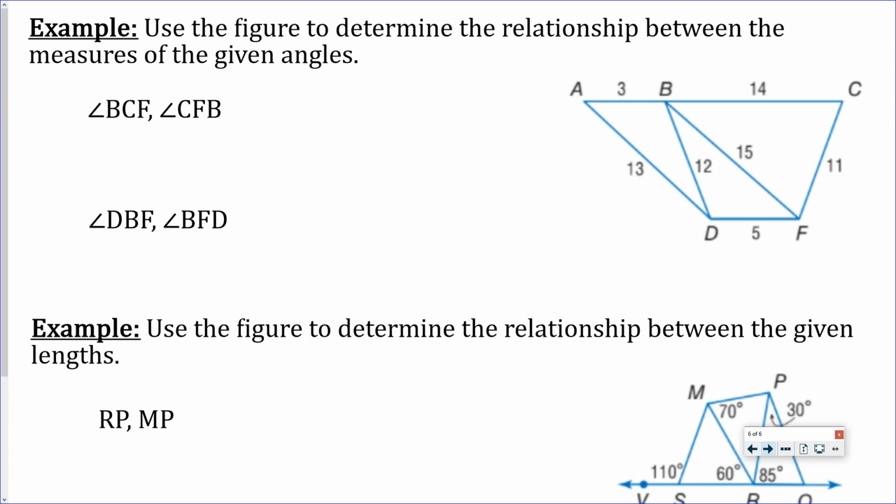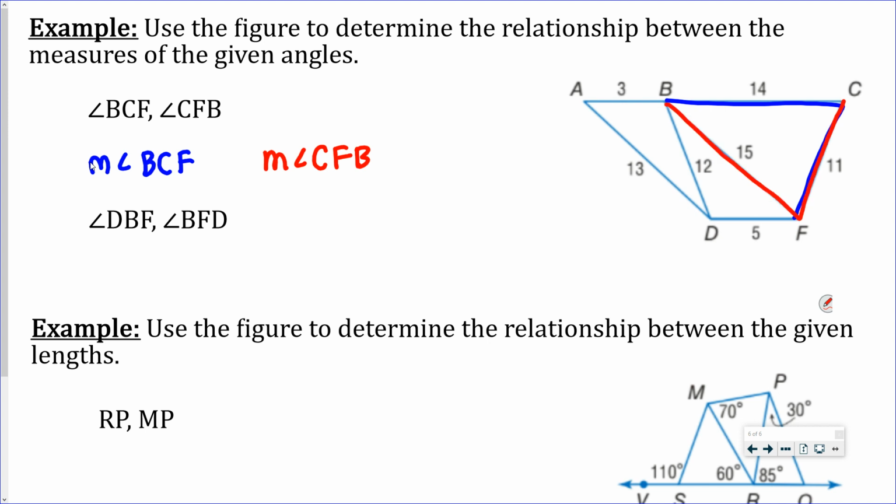This one says, use the figure to determine the relationship between the measures of the given angles. So here's my picture. They want me to compare the measure of angle BCF, I'll trace that in blue, to the measure of angle CFB, which would be here. All right, so I'm looking at those angles. I can mark them too, this one and this one. I'm going to mark them differently so I'm not showing they're congruent.